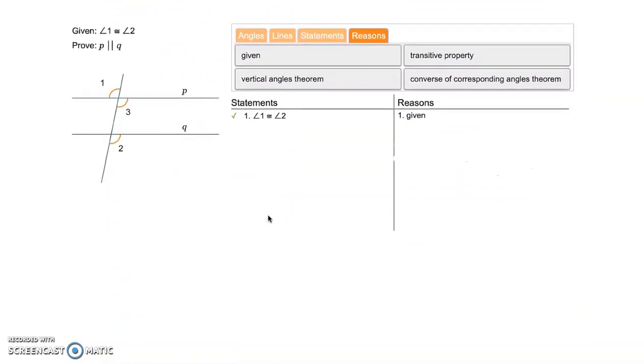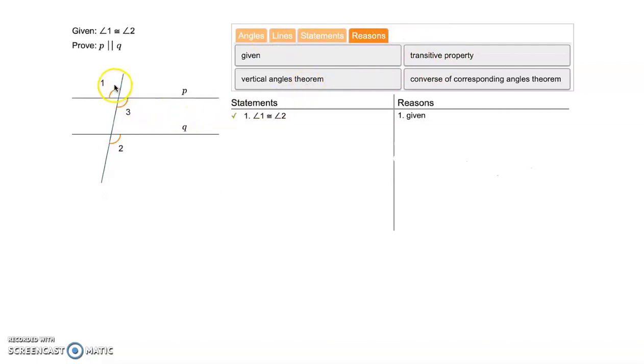So let's walk through this proof. If we're given angle 1 is congruent to angle 2, and we want to prove P is parallel to Q. And in this, it gives you several different angles, reasons, and statements. So we're just going to try to walk through this.